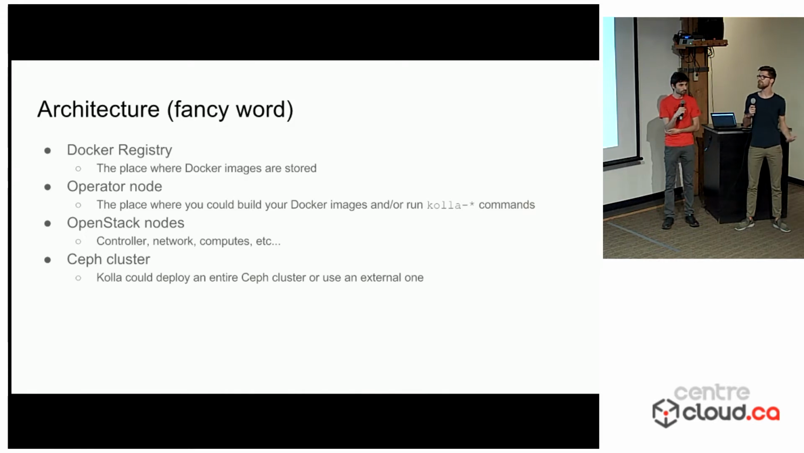The OpenStack nodes, so depending on your architecture, but for us it will be controller nodes, compute nodes, storage nodes, mons for the Ceph, but you could have network nodes to split the load, for example, just what you want as architecture. And because we are using Ceph as a storage backend, it's part of our architecture.